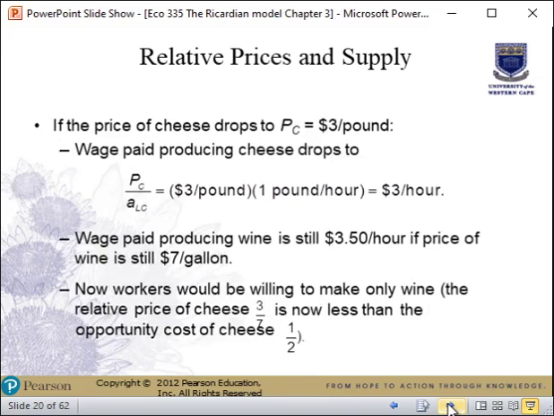Using the same example, suppose firstly the price paid for a gallon of wine is $8, then the relative price of cheese in terms of wine will be the same as the opportunity cost. Thus, workers will work in both sectors and both cheese and wine will be produced. Secondly, if the price paid for a pound of cheese falls to $3, whilst wine still sells for $7 per gallon, then the relative price of cheese in terms of wine will be less than the opportunity cost. In this case, only wine will be produced.